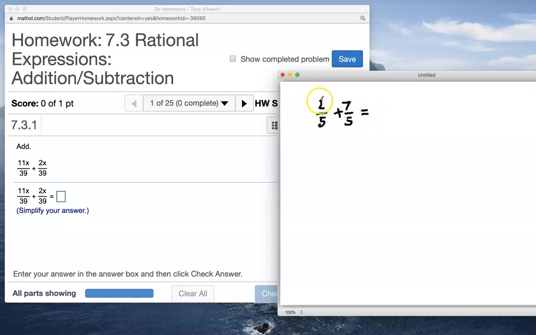Well, this problem isn't actually all that bad, because I'm going to notice that the denominators are the same. And if the denominators are the same, all you've got to do is just add the tops. That's it. This is 2 plus 7, 9/5. And then you take your fraction and see if you can simplify it. Well, 9/5 you really can't do much with. It is what it is.